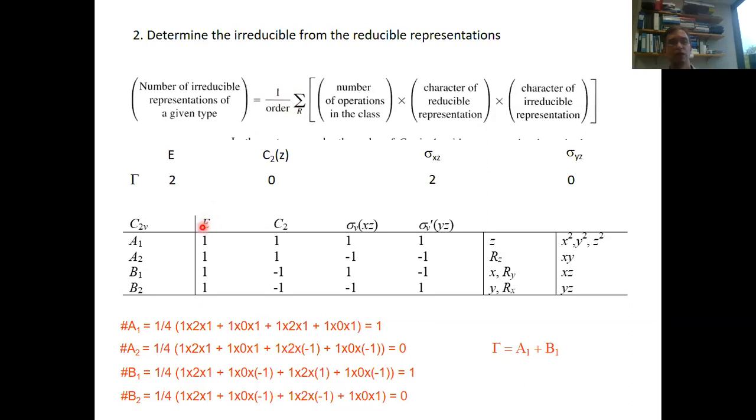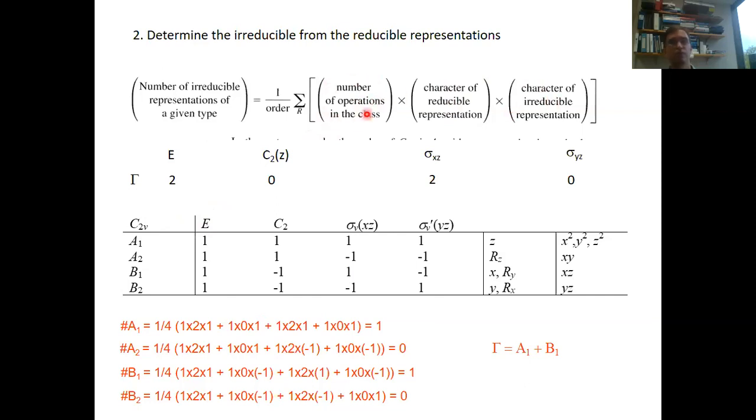Okay, so we have 1 identity operation, 1 C2, 1 sigma v, and another sigma v, so that gives overall 4. Okay, so we have 1 over 4. It's this term here. Okay, so now we have to multiply the number of operations in the class for the first symmetry operation, which is E, times the character of the reducible representation times the character of the irreducible representation.